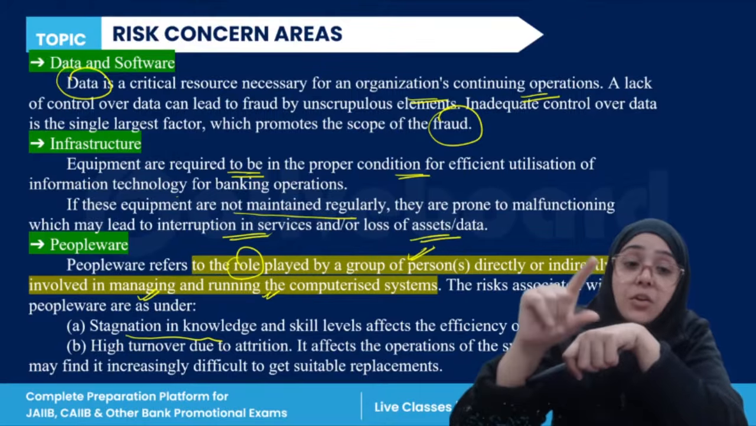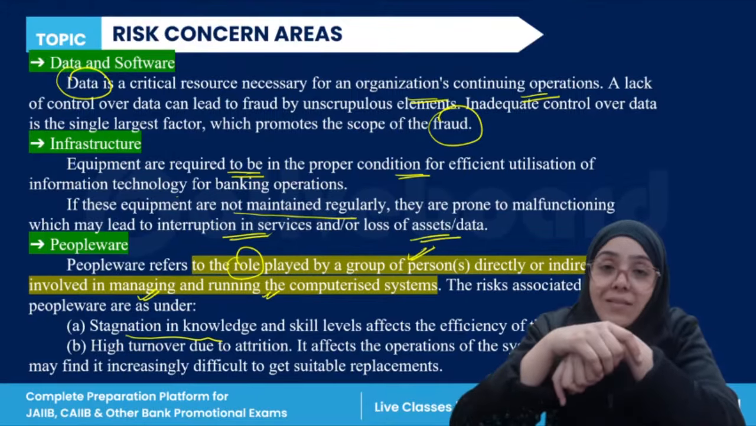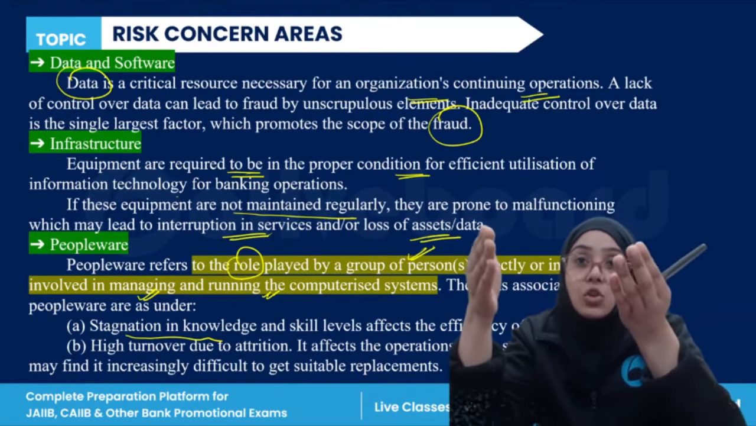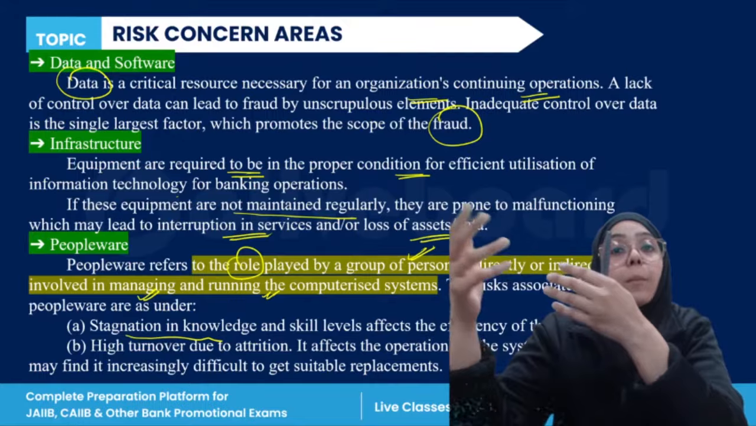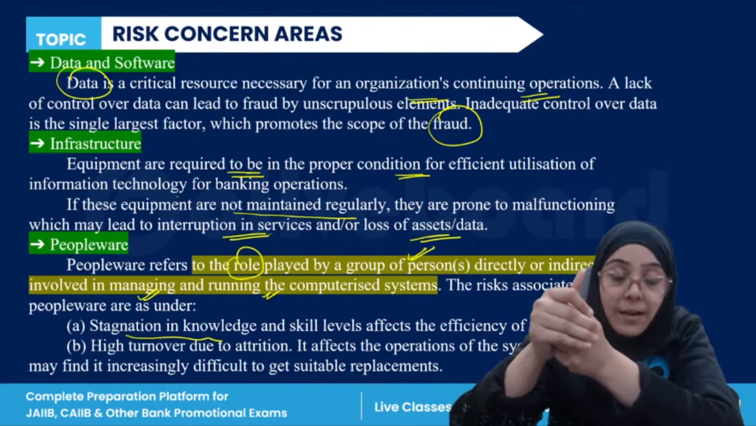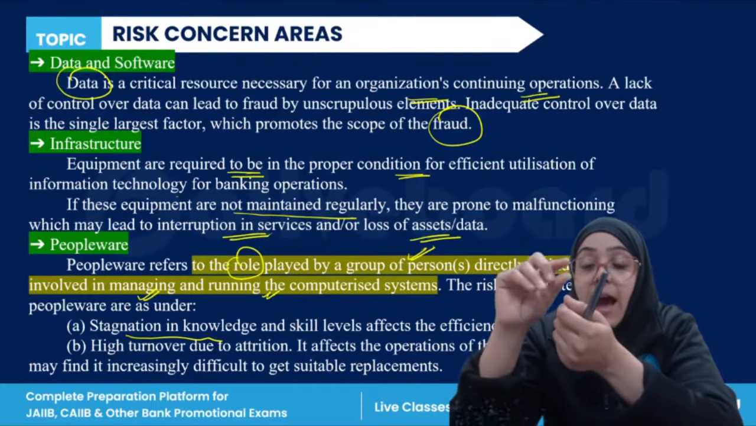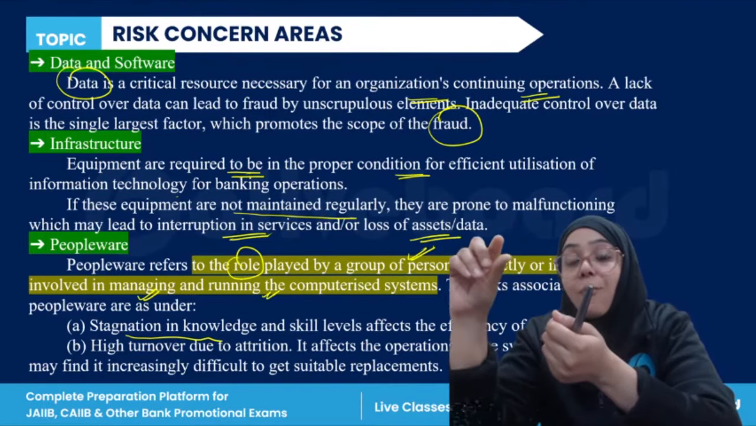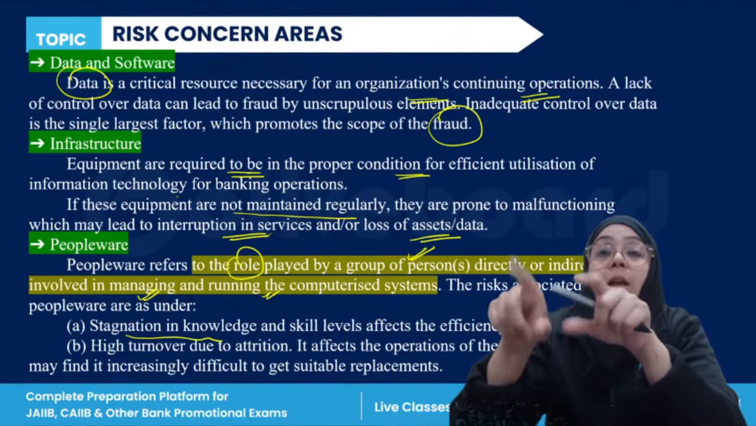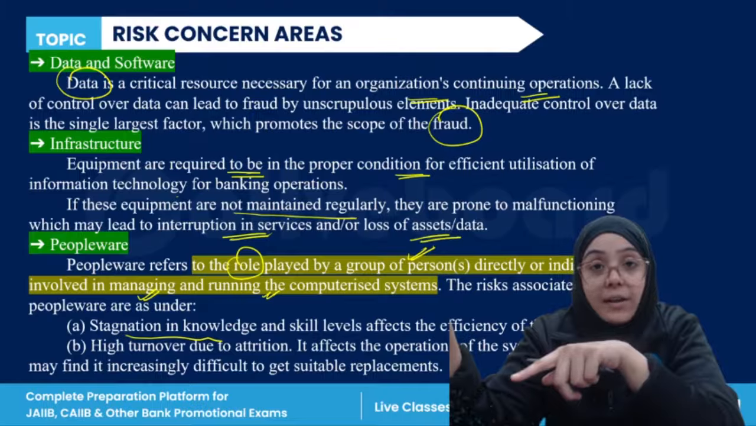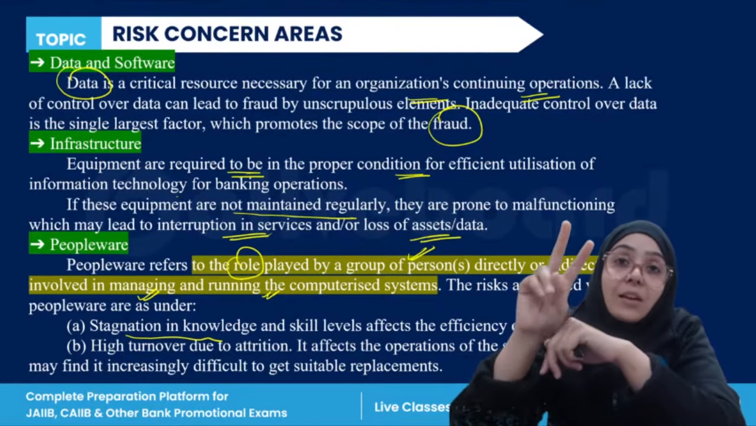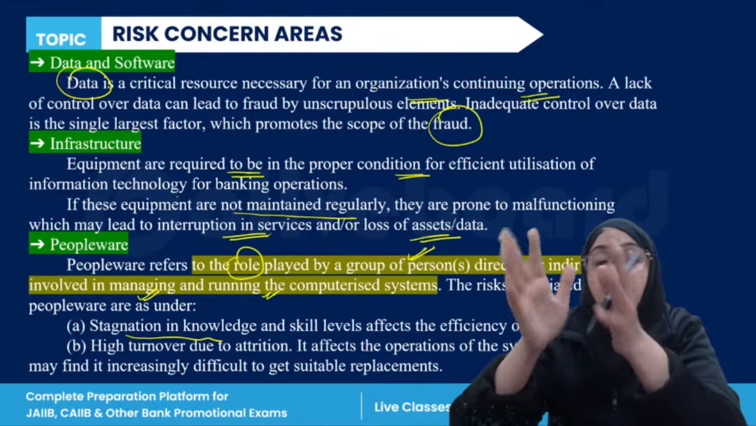Second, higher turnover due to attrition. It means people leave your organization for another organization for better opportunities, better salary or a better working environment. When they leave, they go with a lot of backups from your organization. They can use this data for a competitor organization, or whoever they are joining. So these are the two main concerns regarding the peopleware.